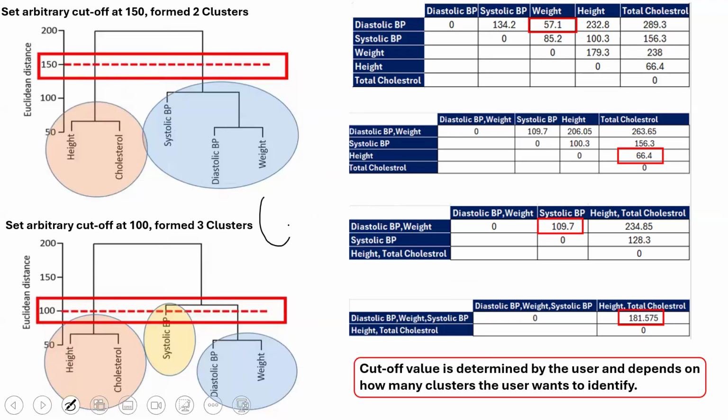when you form one particular cluster and are trying to find the distance of that cluster to another cluster, let's suppose I have two different points here. You found the distance from this point to this point, and this point to this point, and then you took the average of the distances, right? Let's take this example again: diastolic BP and weight to systolic BP.